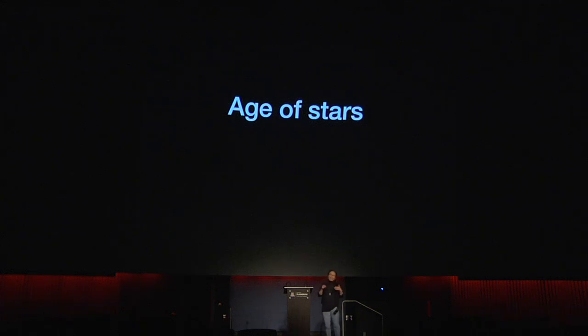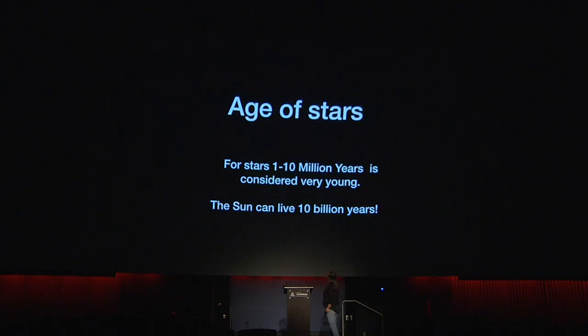So what we do is we get a snapshot of a lot of young stars to dying stars, and we try to understand the age. There are many ways to measure the age. I'll skip that. I'm not going to talk about that. But for stars, if I say 1 to 10 million years, that's very young. They're baby stars. So that's what I'm going to talk about.